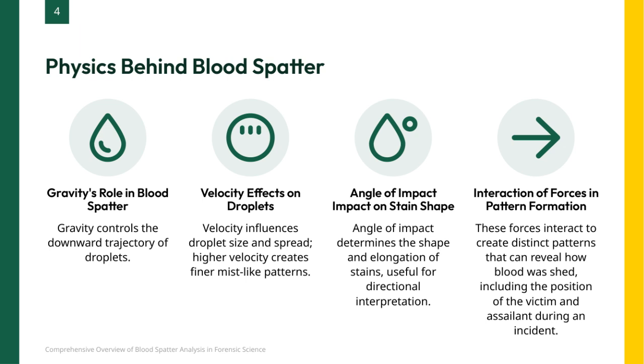The angle at which droplets hit a surface also affects the shape of the stains. By analyzing the elongation and form, we can determine the direction from which the blood traveled. Ultimately, it's the interaction of gravity, velocity, and impact angle that creates unique patterns, helping investigators reconstruct the events, including the positions of the victim and assailant during the incident.